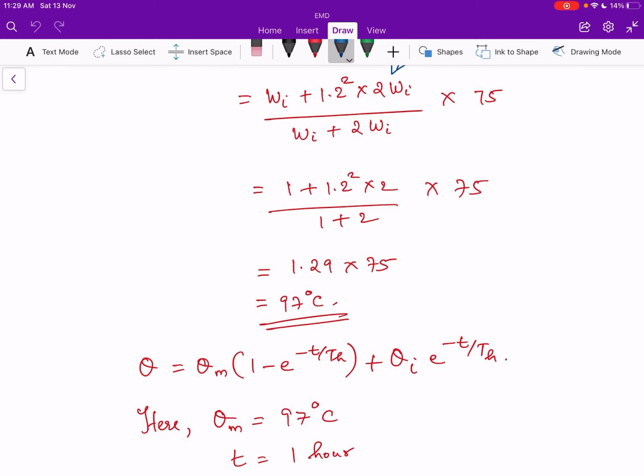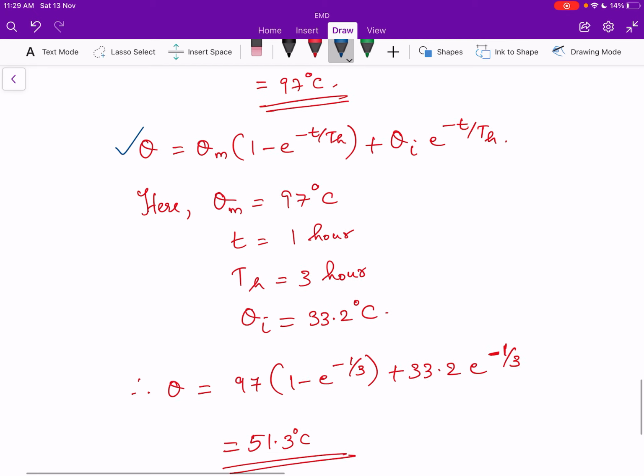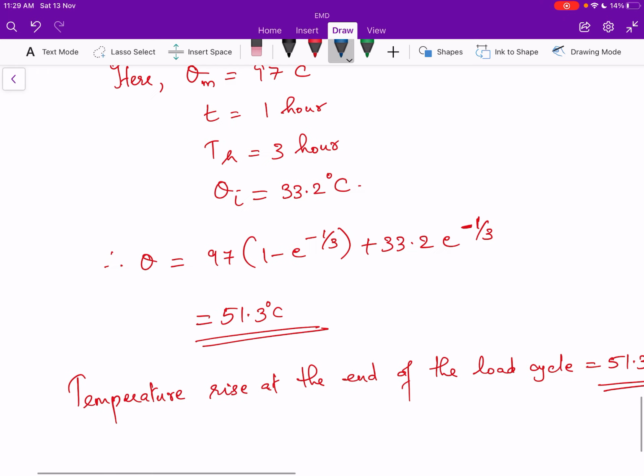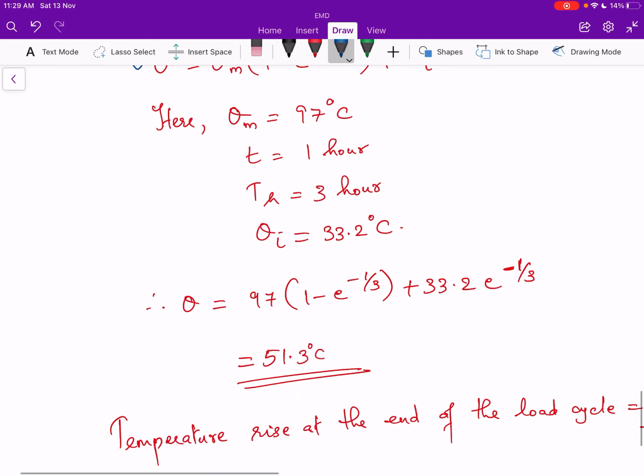So substituting that in this expression, we'll get theta as theta m into 1 minus e raised to minus t by th plus theta i e raised to minus t by th. Substituting all these values in this expression, we'll get theta as 51.3 degrees Celsius. So that is the temperature rise at the end of the load cycle. So it is equal to 51.3 degrees Celsius.